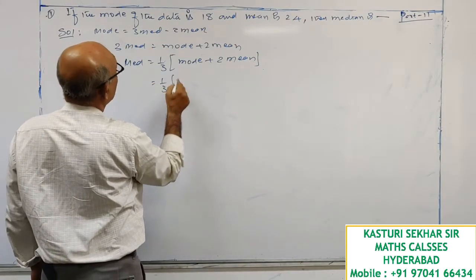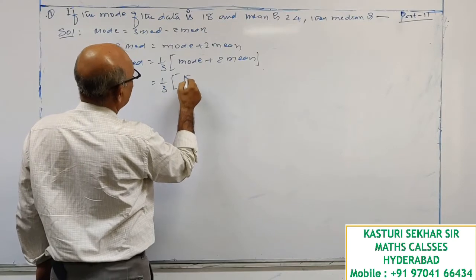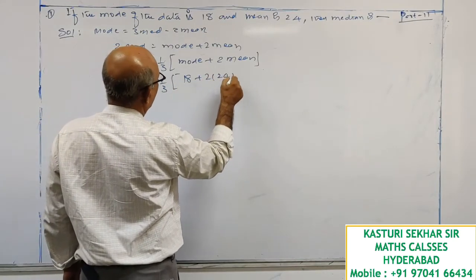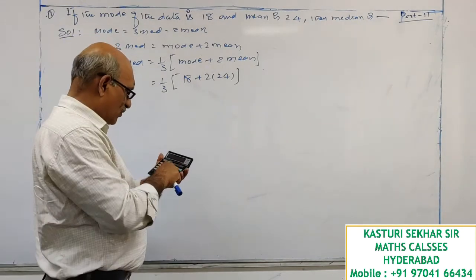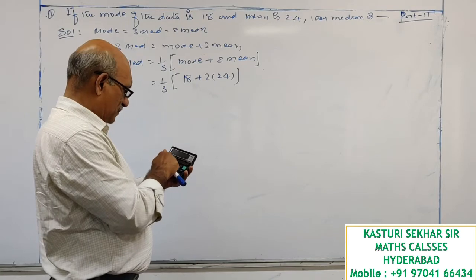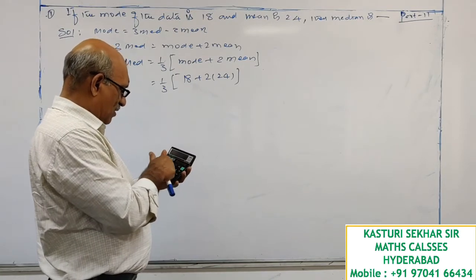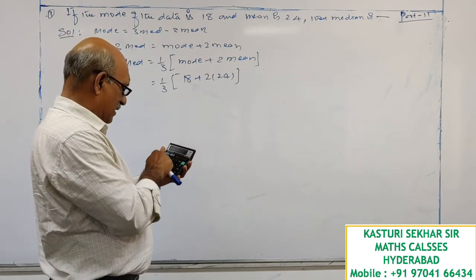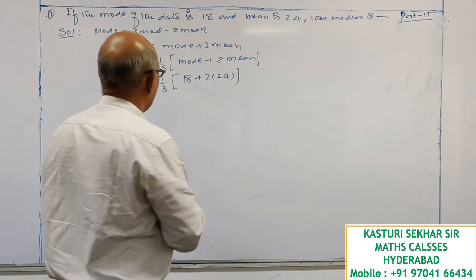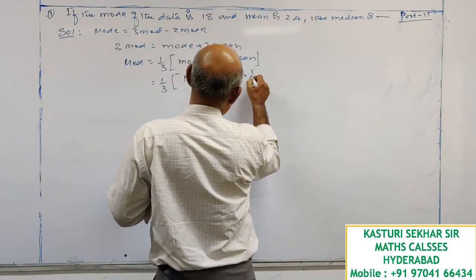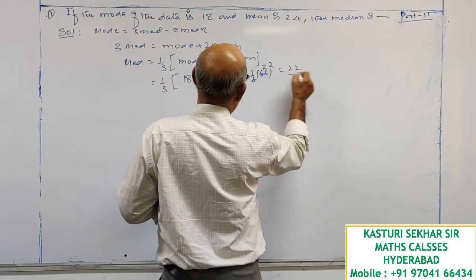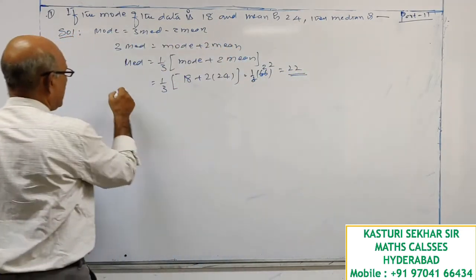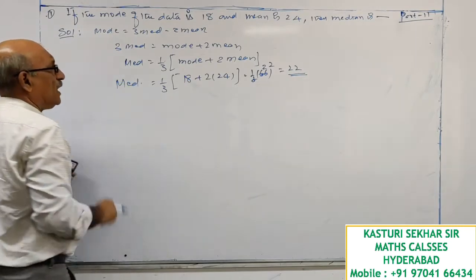So 1 by 3 into mode is given as 18 plus 2 into 24. So this is 24 into 2, 48. 48 plus 18, 66. So 1 by 3 into 66, this is 22. So median is equal to 22.